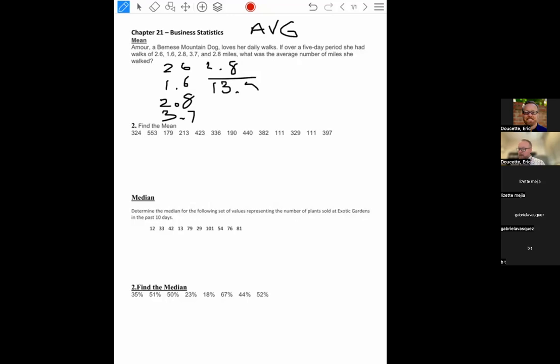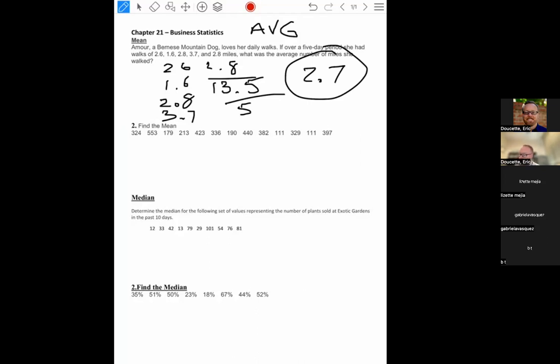And then I'm just going to divide that by how many there were. 1, 2, 3, 4, 5. 5 numbers, right? So 13.5 divided by 5. Oops, I multiplied it by accident instead of dividing. I keep doing that. 13.5 divided by 5 equals 2.7. So what is the mean of that data set? 2.7 is the mean. It's just the average, right?